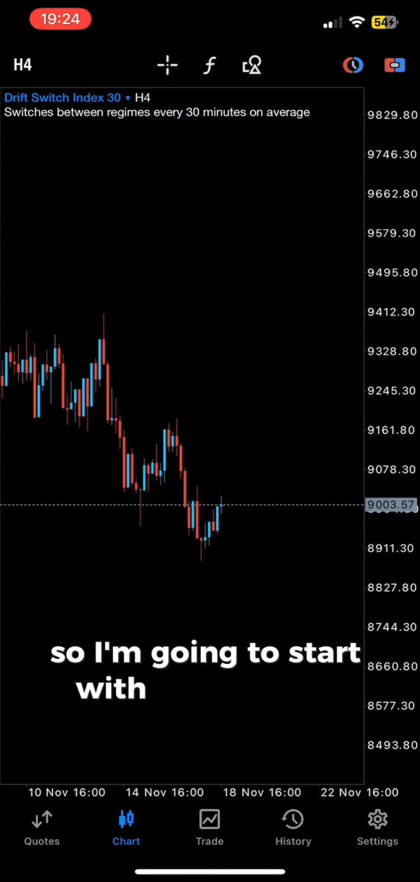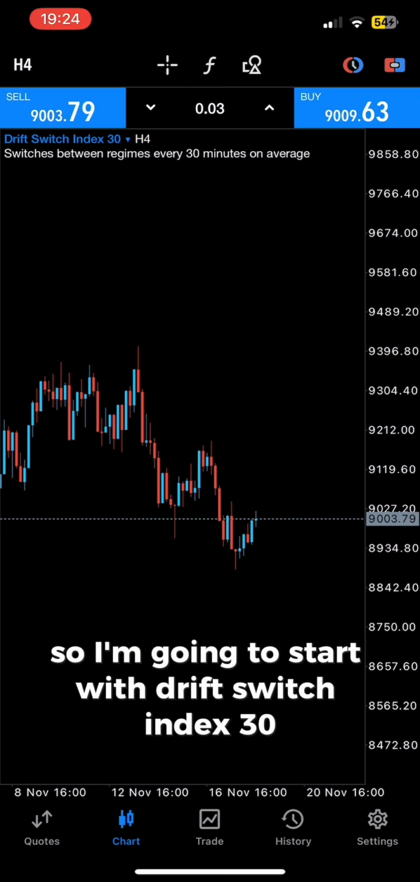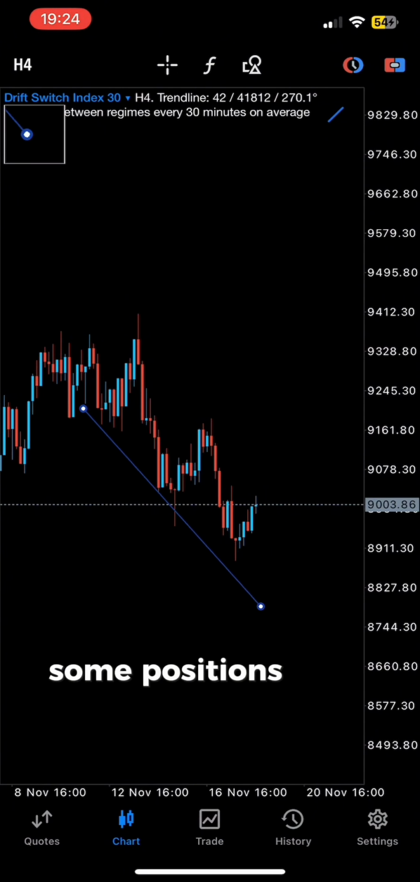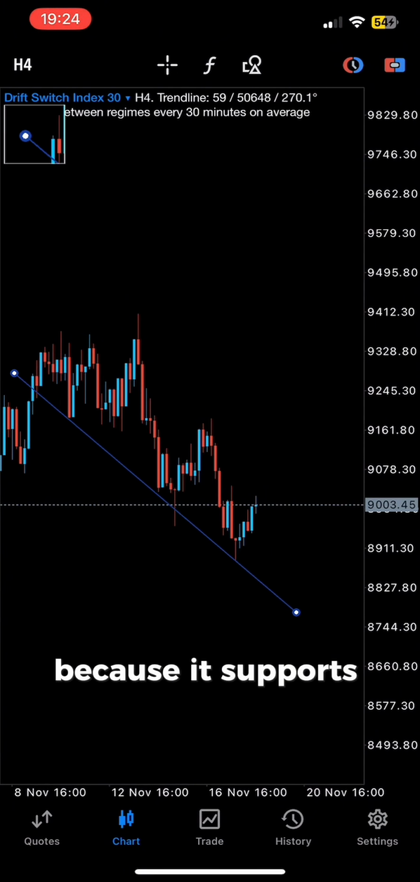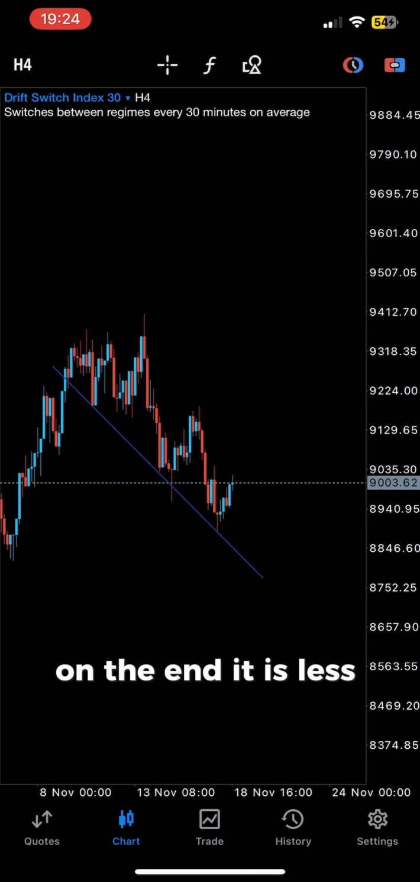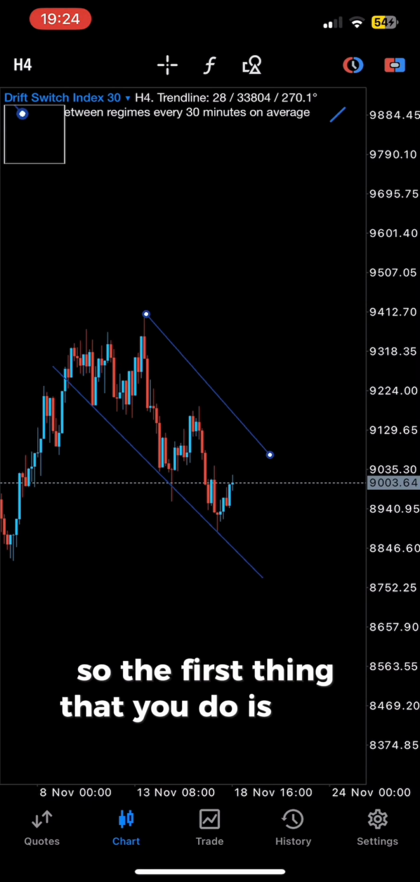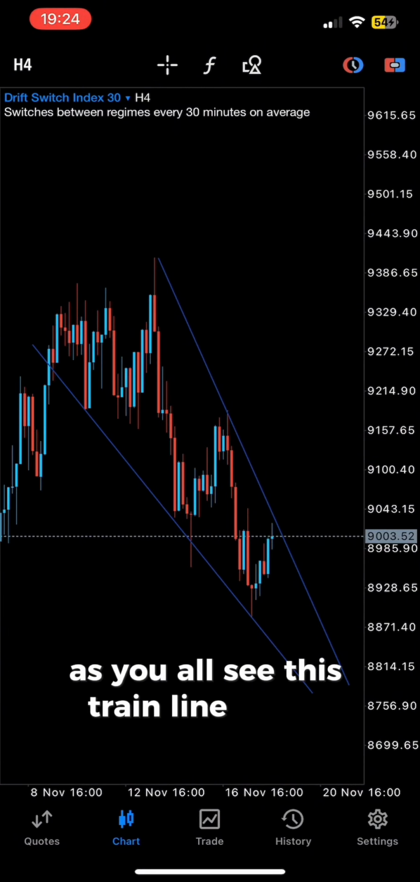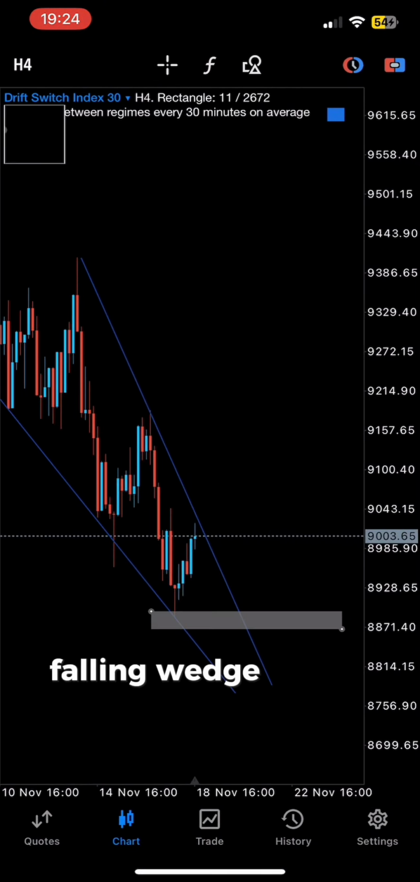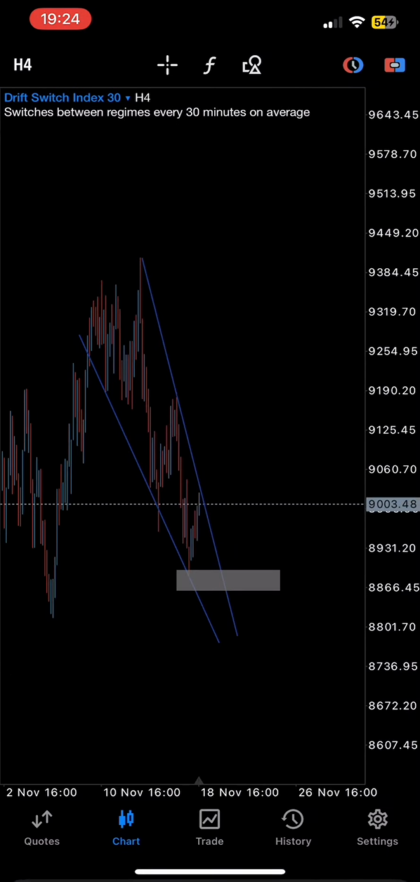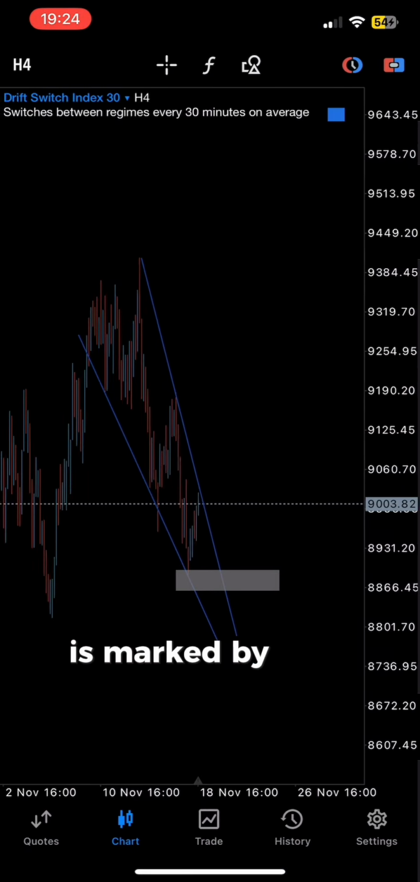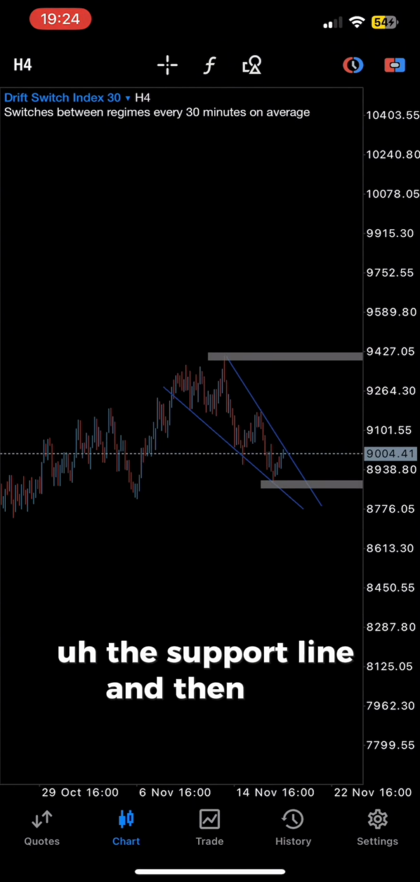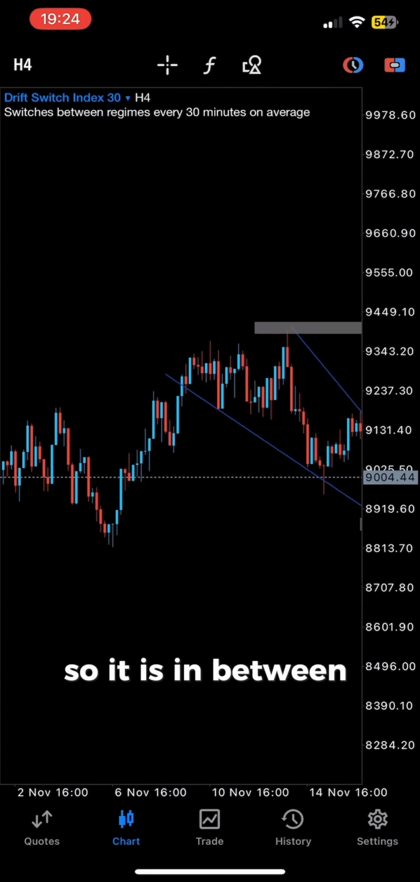So I'm going to start with Drift Switch Index 30. So this one allows me to put some positions with a small account because it supports small accounts and it is less volatile. So the first thing that we do is draw the trend lines. As you all see, this trend line marks a falling wedge. So this falling wedge is marked by that shadow zone where I've put the support line and then the resistance line. So it is in between those two lines.